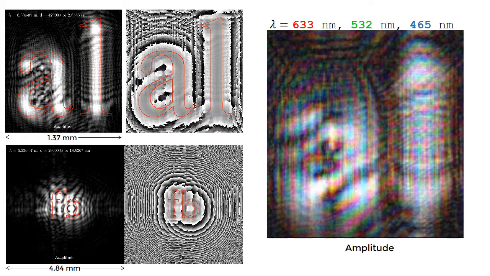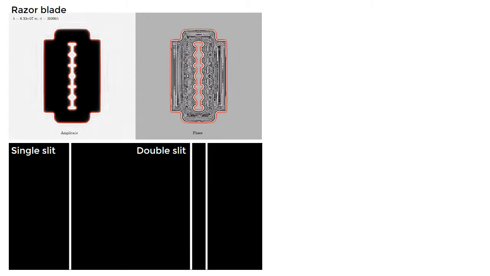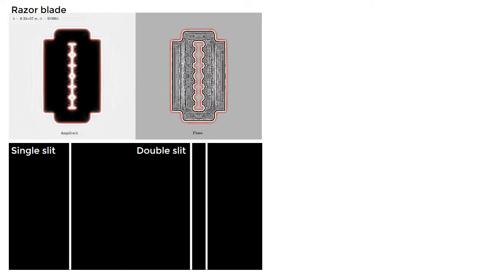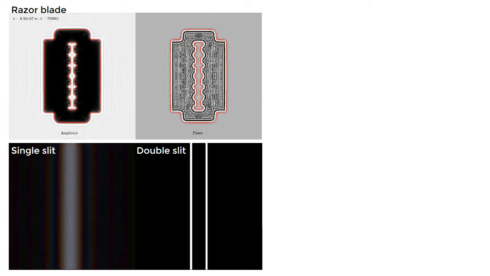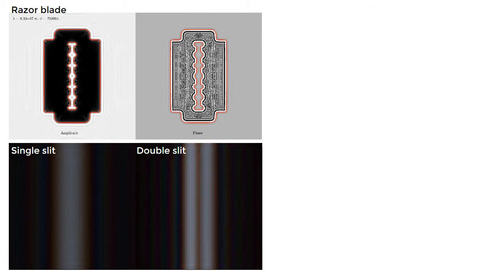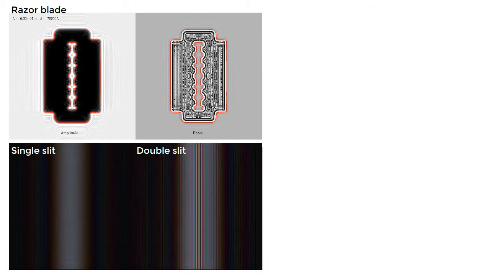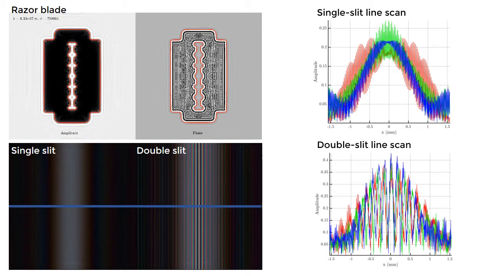We can also look at the diffraction pattern produced by a razor blade, which is usually found in textbooks. The pattern produced by a single slit, again using three colors, and by a double slit aperture with the same slit widths as the single slit. We also took a line scan profile for the single and double slit diffraction patterns, as shown on the right.